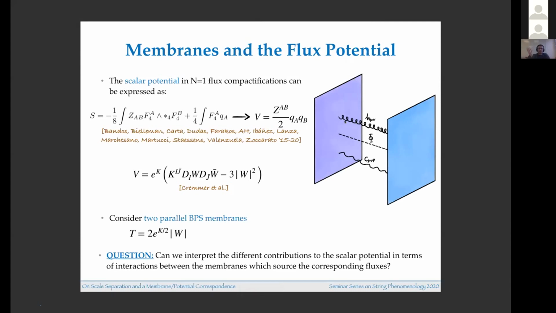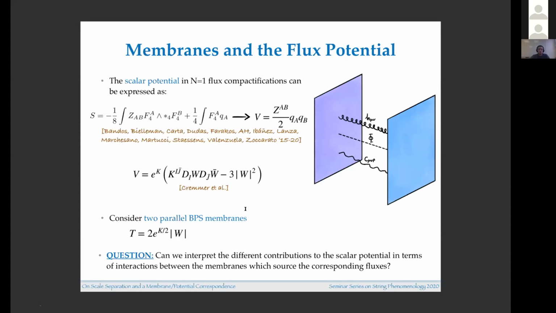And the idea here is, okay, so we have these two ways of writing this potential. So is there any way to interpret all these contributions, this contribution here, this contribution here, and this contribution here, to the scalar potential in terms of interactions between membranes, which source the corresponding fluxes? In order to do that, we can consider two parallel BPS membranes, which are available in N=1. Their tension is fixed by supersymmetry. This is given by this thing here in terms of the superpotential and the Kähler potential.